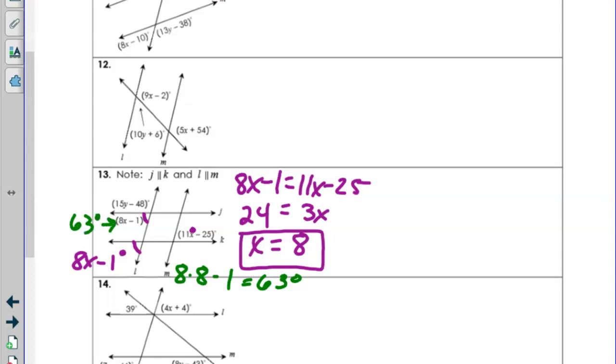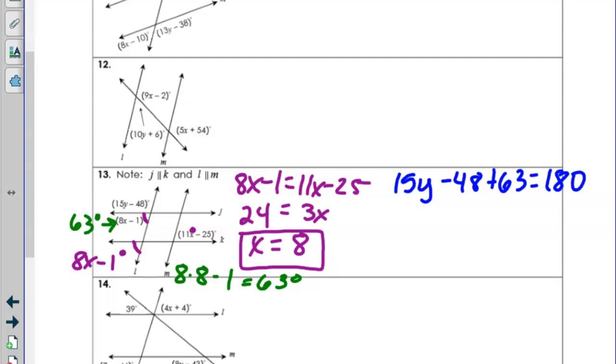What's the relationship between the original 8x minus 1 and 15y minus 48? What kind of angle pair are those? Linear pairs. Good. They're linear pairs. And what do we know about all linear pairs? 180. 180, right. So now what is my equation? Good. Very good, Josiah.